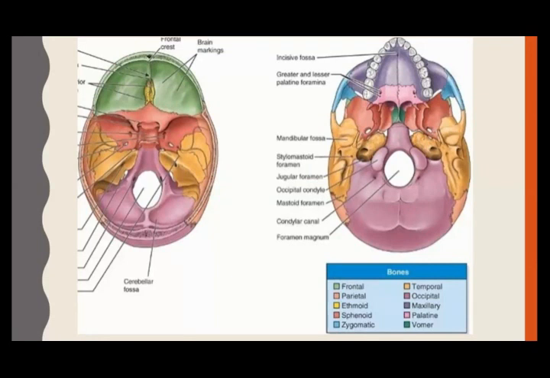Okay, now this pink bone, the entire pink bone, is the sphenoid. The sphenoid bone has quite a lot of parts. This is the body of the sphenoid. Okay. In the body of the sphenoid, you have this depression which is called the pituitary fossa, because this is where the pituitary gland will lie in the living.